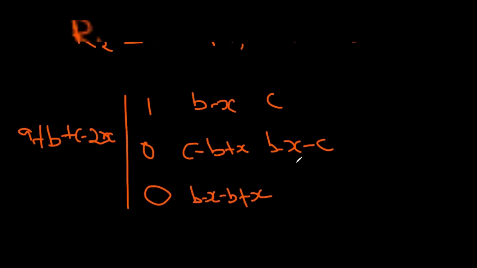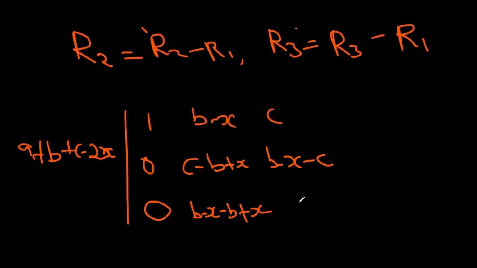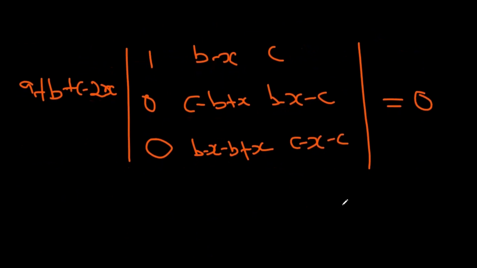And then the last expression here would be c minus x minus c. So we are going to have c minus x, and then minus c. Okay, and then we put that line, and then this is equals to 0. And then from here, we see that we can expand about the first row and the first column.